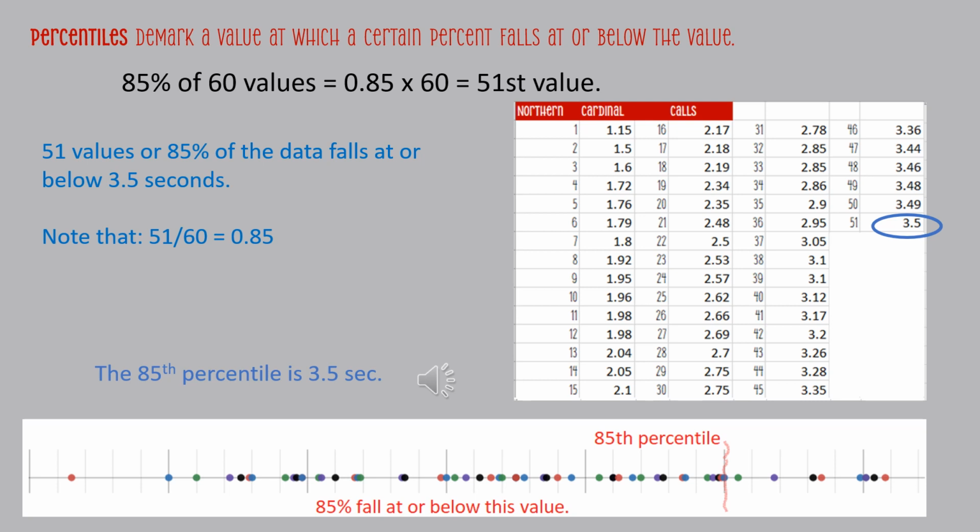Our 51st value was 3.5 seconds, so 85% of the data falls at or below 3.5 seconds. So we're showing the 85% of the data here on the screen. So 85% are falling at or below 3.5 seconds.